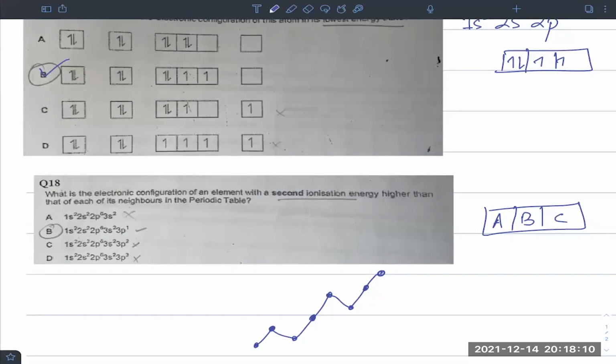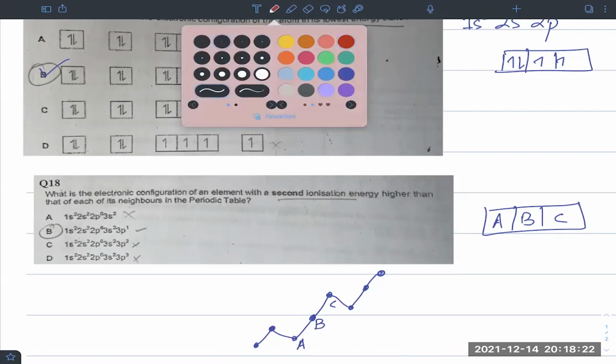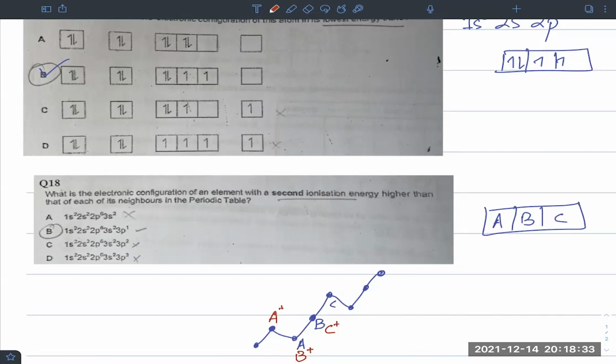Yes, sir. So that means, let's say this is ABC. This is the configuration of ABC right now. They're consecutive ones. When ABC loses an electron, they all become positive charges. So this is the configuration of A plus 1. This is the configuration of B plus 1. And this is the configuration of C plus 1, right? Okay, sir. Does that make sense? In that case, B cannot be our answer, because B's second ionization energy is this, which is below both C and A.